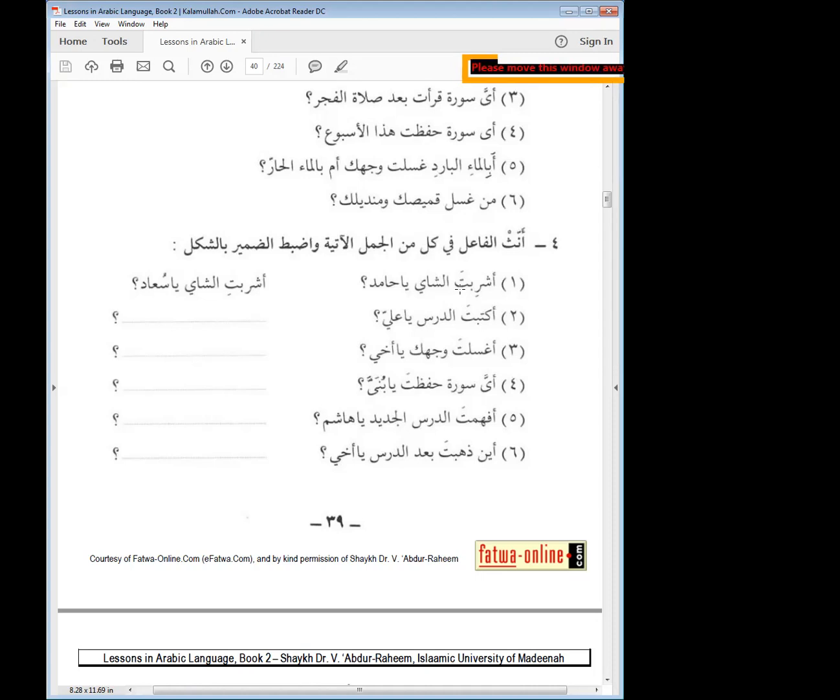Anybody want to try that one? What are you writing? You're writing the lesson. So the lesson is maf'ul bihi, therefore it must be mansub. Maf'ul bihi is always mansub, and the sign of it being mansub will be a fatha. So you have to put a fatha on the sad there. So it's Akatabti ad-darsa, ya Aminatu. Say it after me: Akatabti ad-darsa, ya Aminatu.